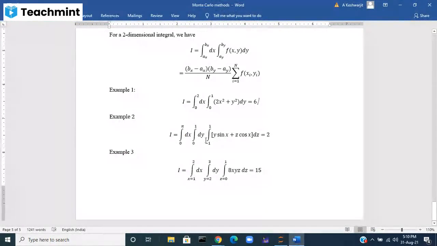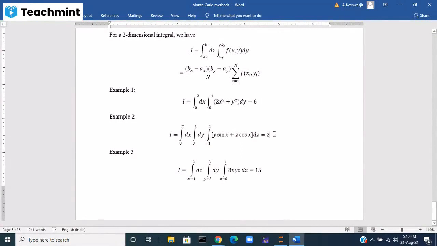Now let us look at this example, the 3-dimensional case. I equals the integral of dx, dy, dz. What is the function? y sine x plus z cos x. The limits are: x from 0 to pi, y from 0 to 1, z from -1 to 1. The answer is 2.